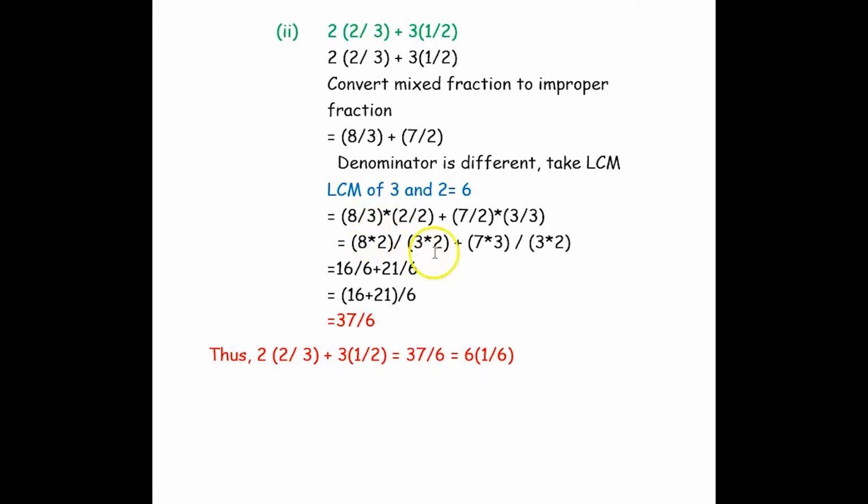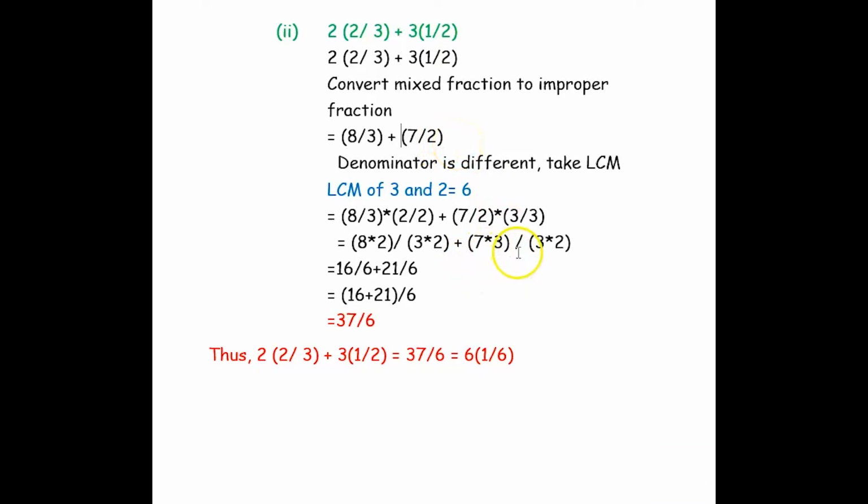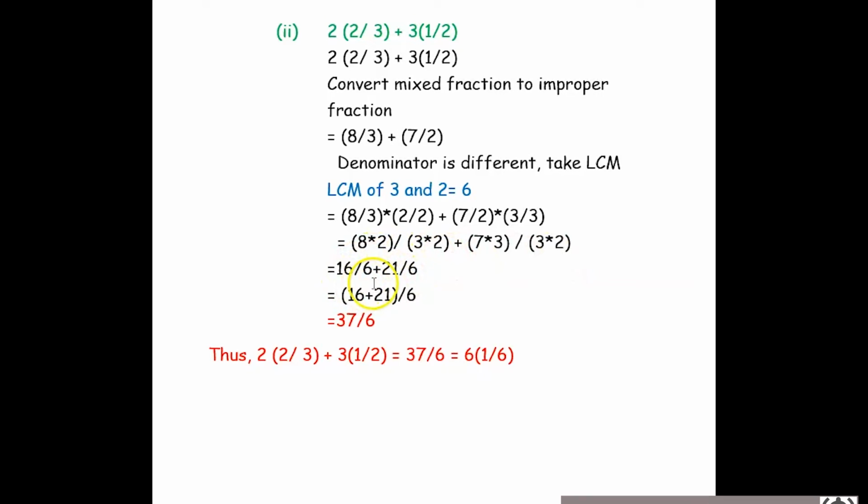So 8 into 2 divided by 3 into 2 plus, if you go for the next term, it is 7 divided by 2. So now what you will do, you have to multiply with 3. So 7 into 3 divided by 2 into 3. So 8 into 2 is 16 divided by 3 into 2 is 6 plus 7 into 3 is 21 divided by 2 into 3 is 6. So now the denominator is same. We can add the numerator. So 16 plus 21 divided by 6. That's nothing but 37 divided by 6.